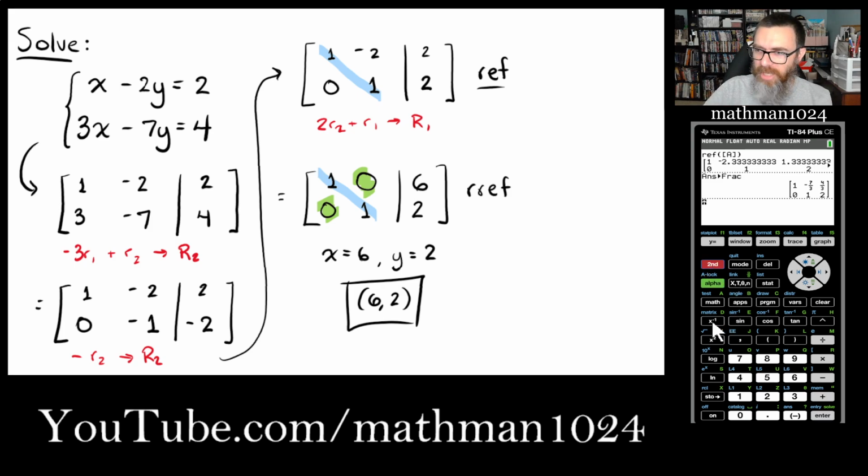But you know what will always be the same? When I go to the reduced row echelon form. So RREF of matrix A, and there we have 1, 0, 6, 0, 1, 2. That gives us the solution: x is 6, y is 2.